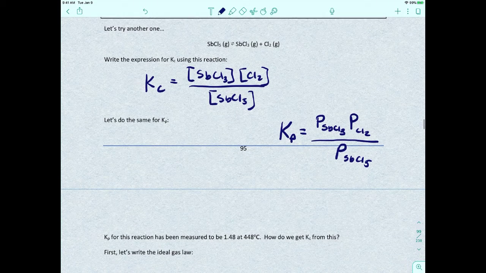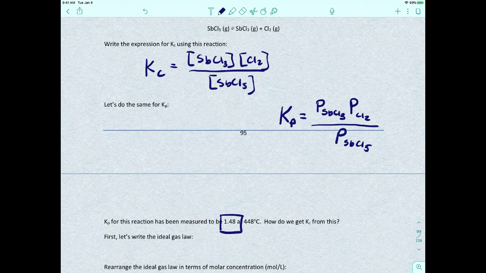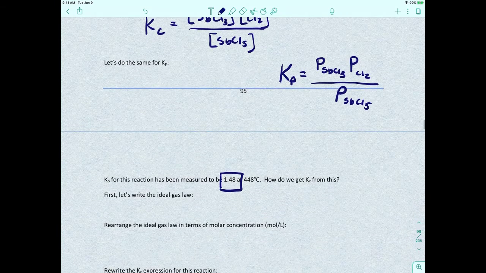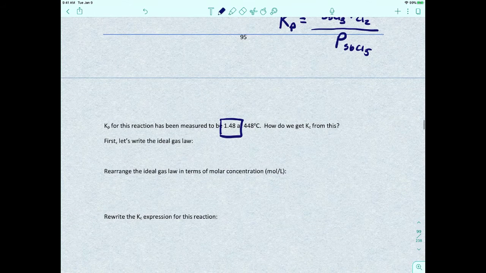Now let's say we know the Kp for this expression. The Kp for this reaction is going to be 1.48 at 448 degrees Celsius. How do we get the Kc value for this? In other words, is there a way that we can relate Kc and Kp, so that if we know one, we could calculate the other? Well, yeah, there is a way. So let's take a look at this. It's actually derived from the ideal gas law.